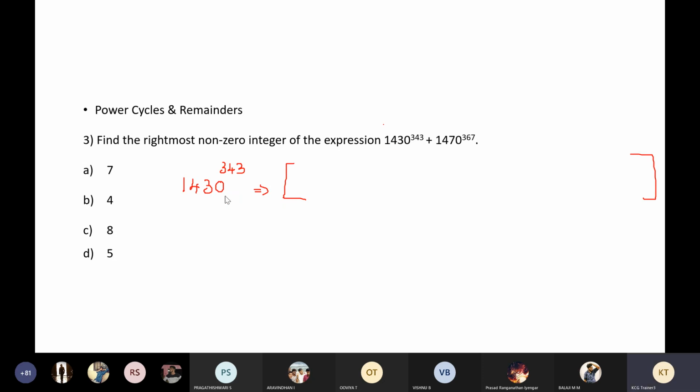How many zeros will I have here? In this value 1430 power 343, just that part. How many zeros will be there?